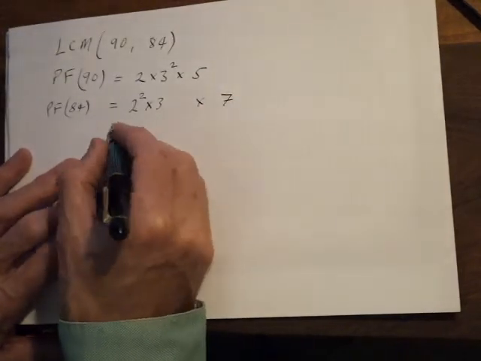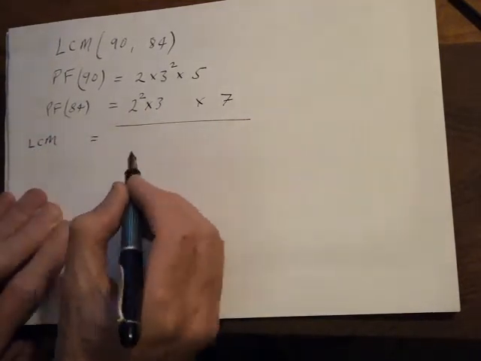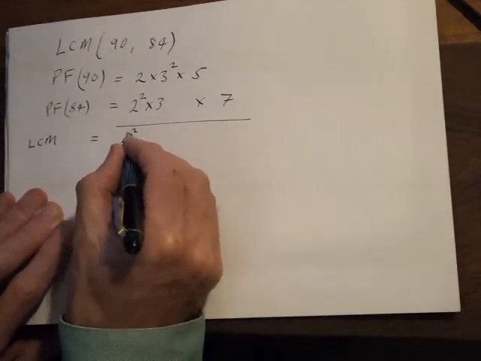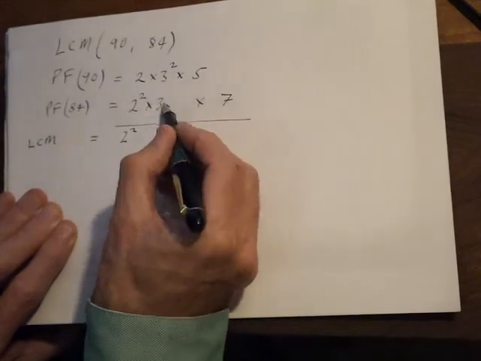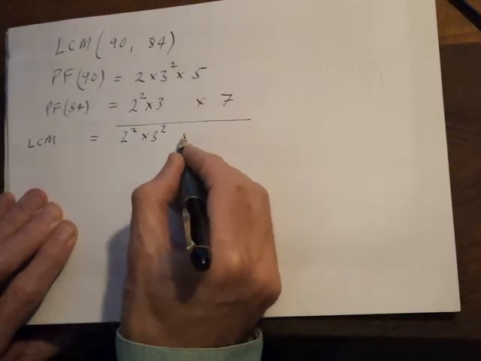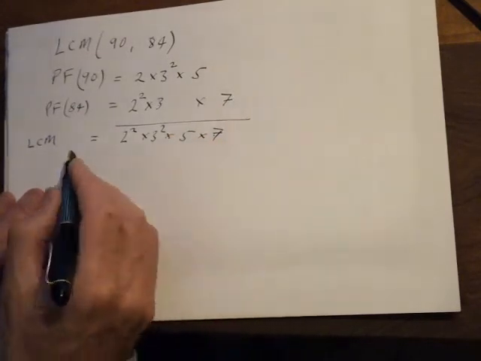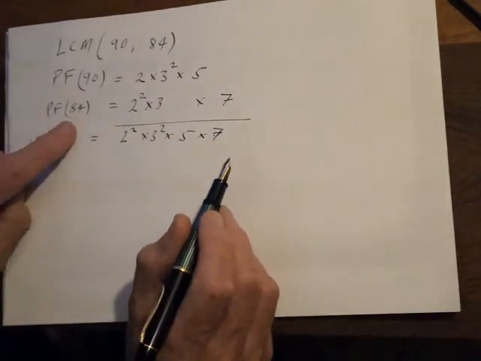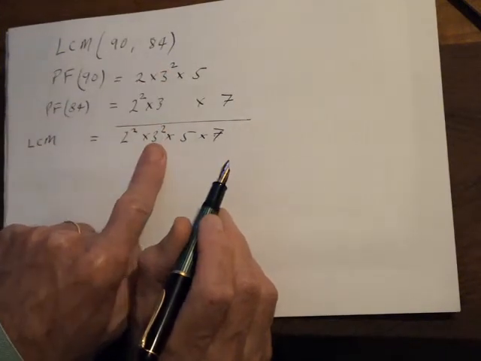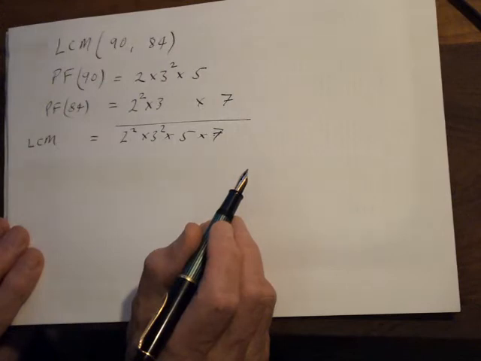You'll see why I've written it in that way, because now the lowest common multiple is equal to, well, what's biggest, 2 squared or 2? 2 squared. What's biggest, 3 or 3 squared? 3 squared. What's biggest, 5 or nothing at all? Well, 5. 7 or nothing at all is 7. And now we get the lowest common multiple of 90 and 84 is 2 squared, that's the biggest one of these, times 3 squared, the biggest one of those, times 5, which is the biggest of that lot, times 7, which is the biggest of that lot.